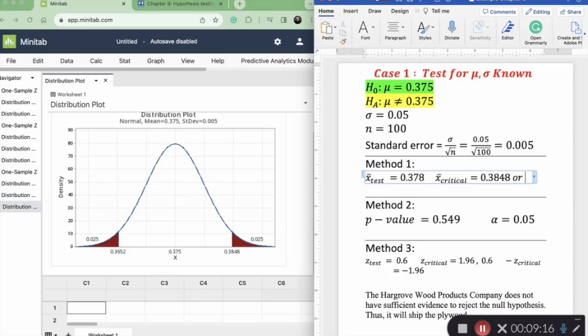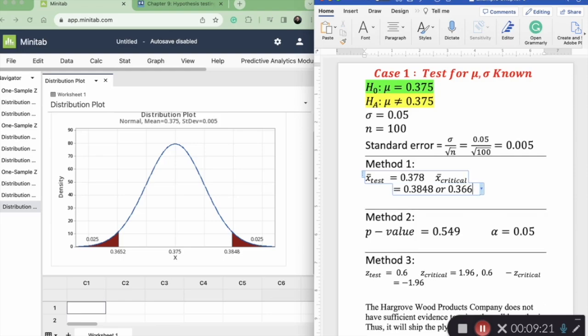So we are not on the right-hand side. It's not greater than the first one. It's not less than the second one. So we fail to reject because we have two threshold values, two cutoff values, two critical values. The test value is just one because we have one sample only. So we got to the same conclusion, okay?